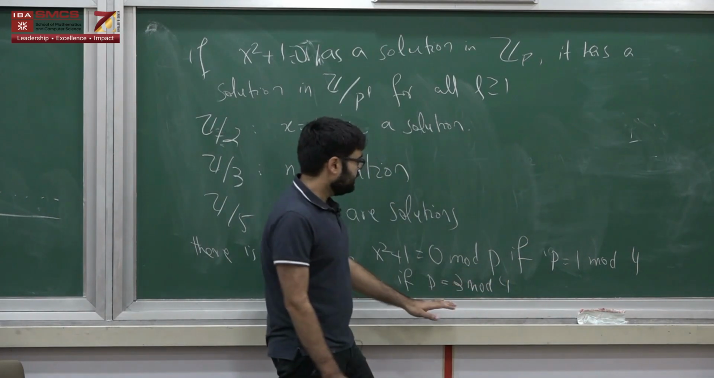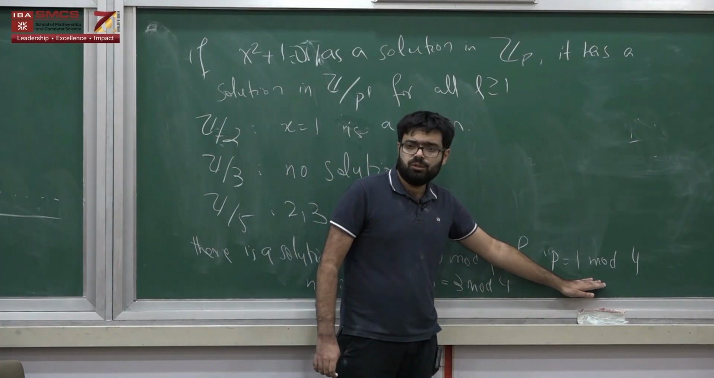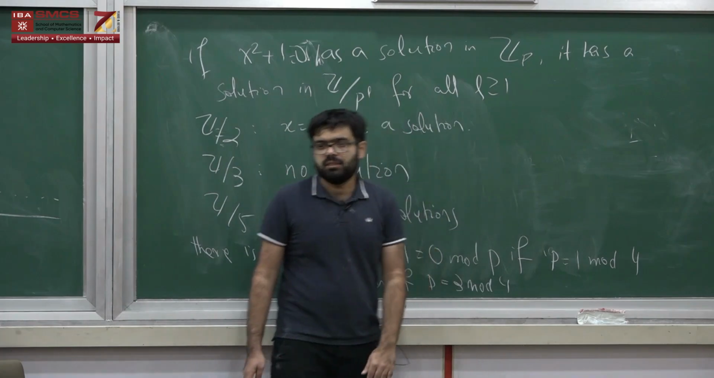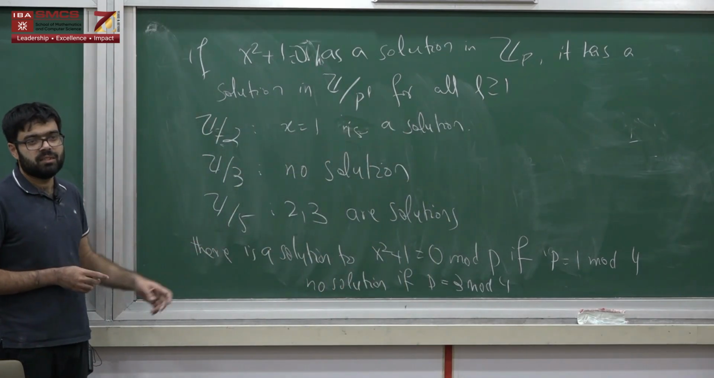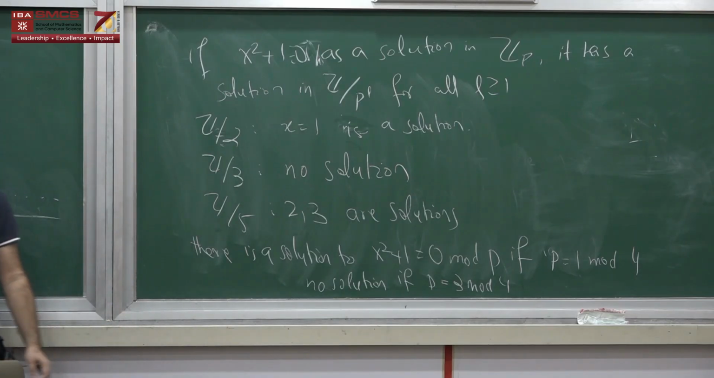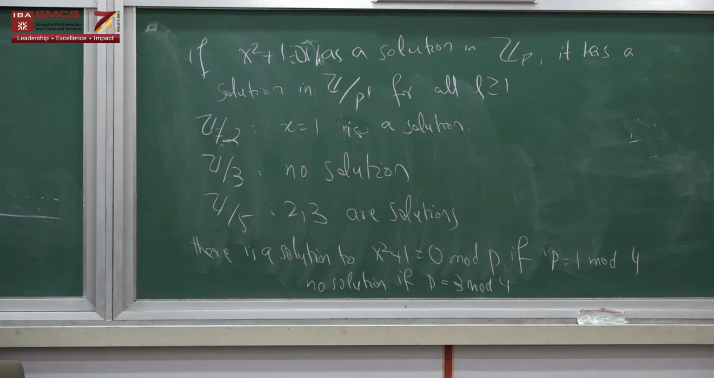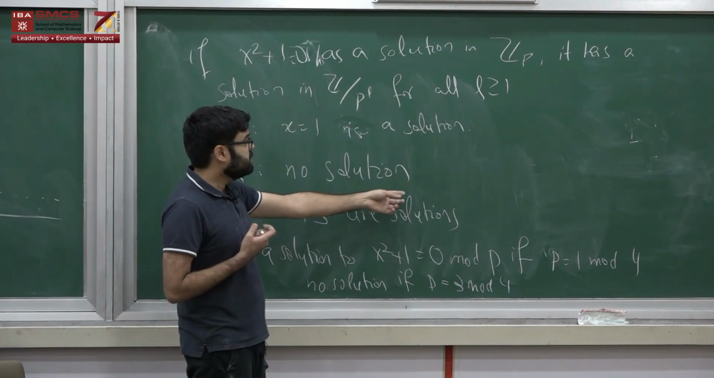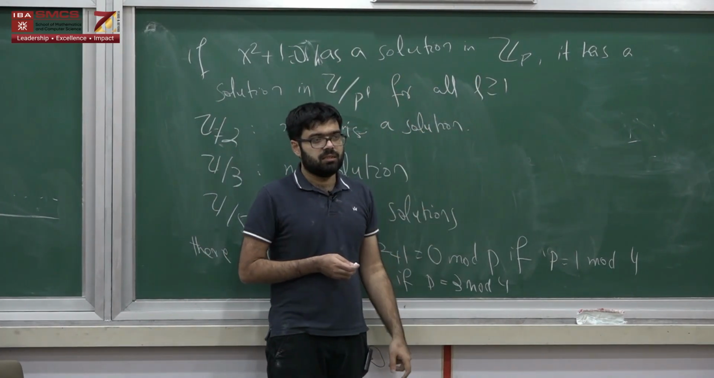For now, we will just take it for granted that in this case there are solutions, in this case there aren't. At least for the next case, which is 7, it's pretty easy to check. There will be no solution. For 11, there will be one. There will be 2, I mean, because if x is a solution, minus x is also a solution. Okay. But the question is, do these solutions actually give me any solution over p-adic integers?